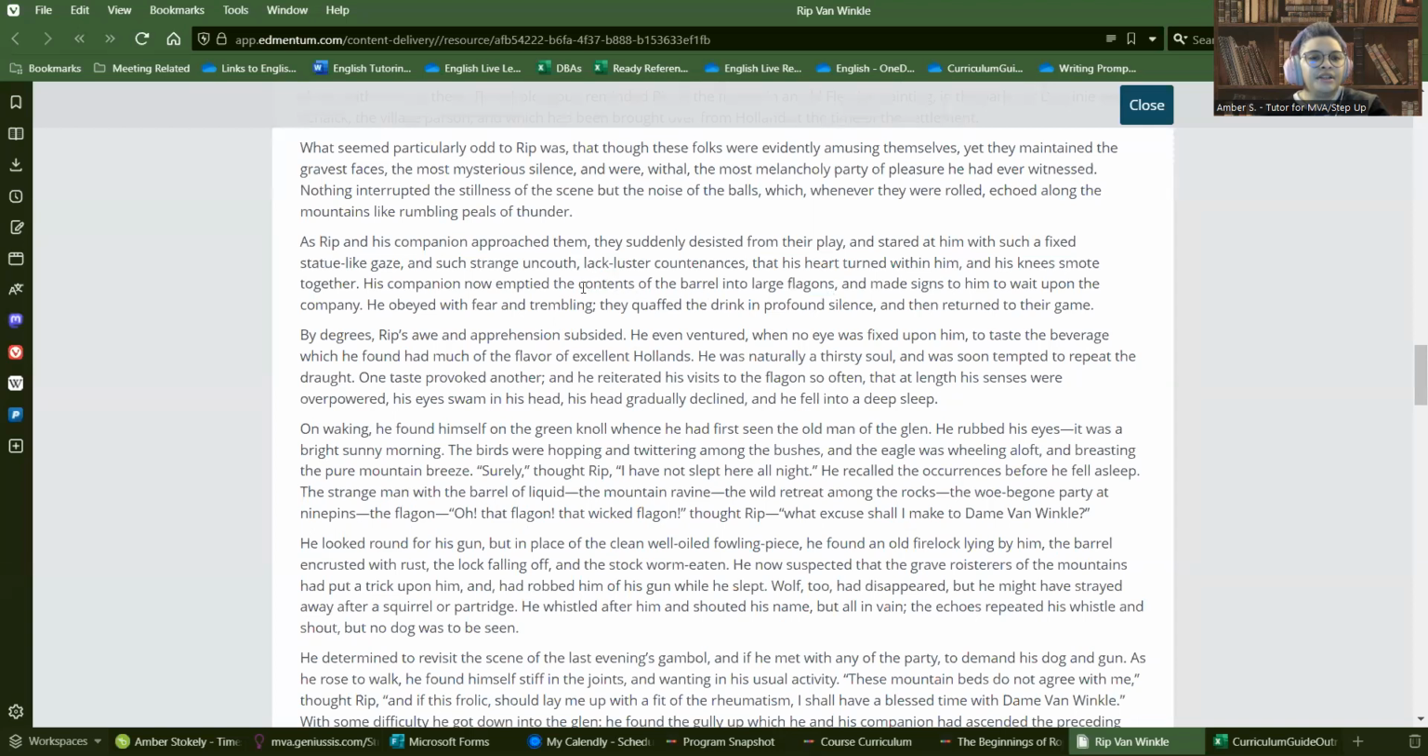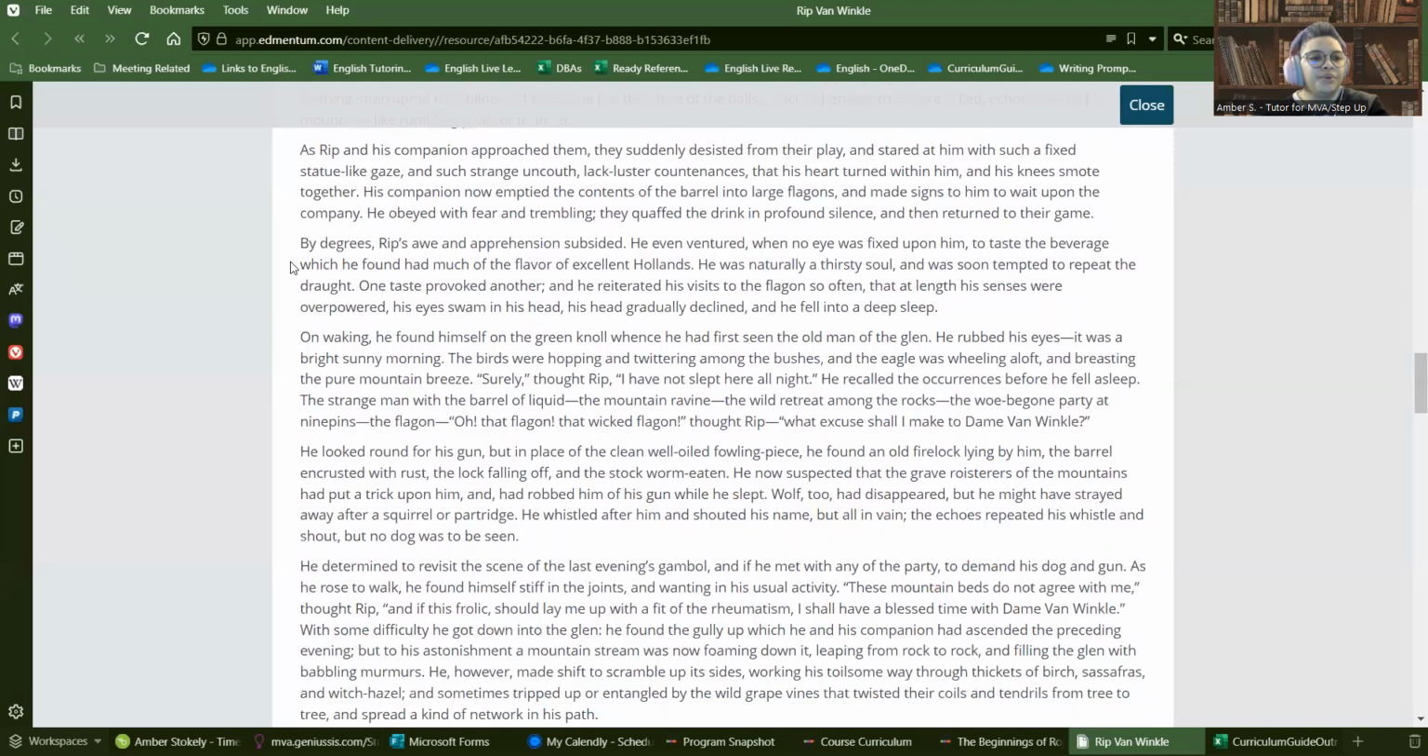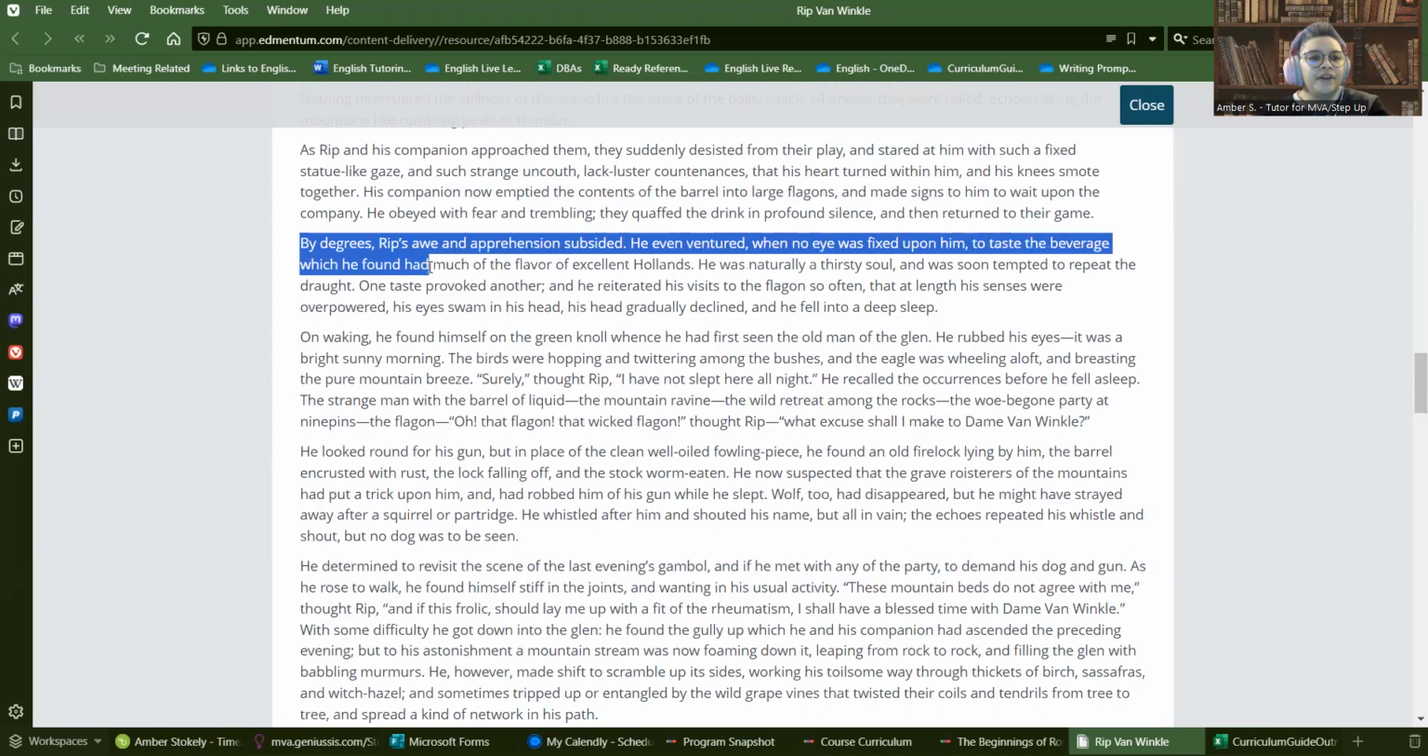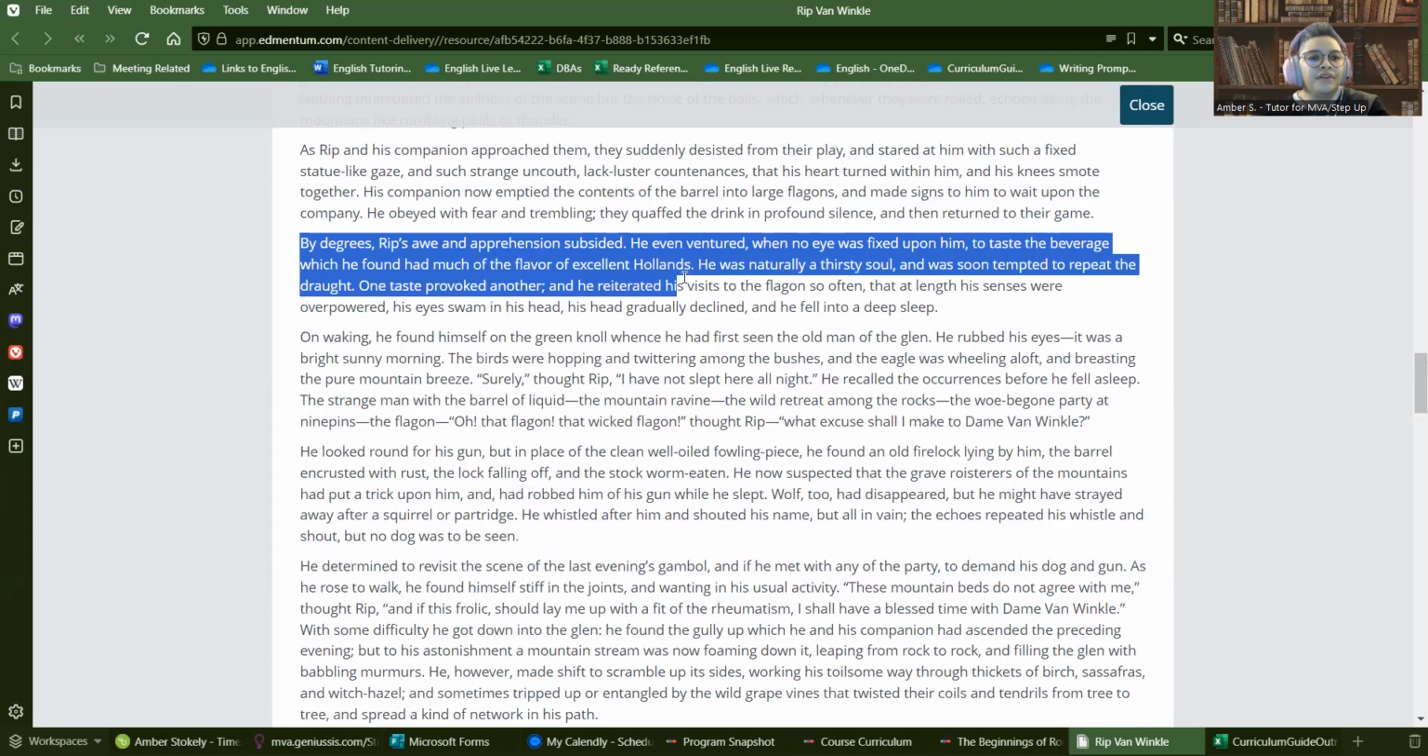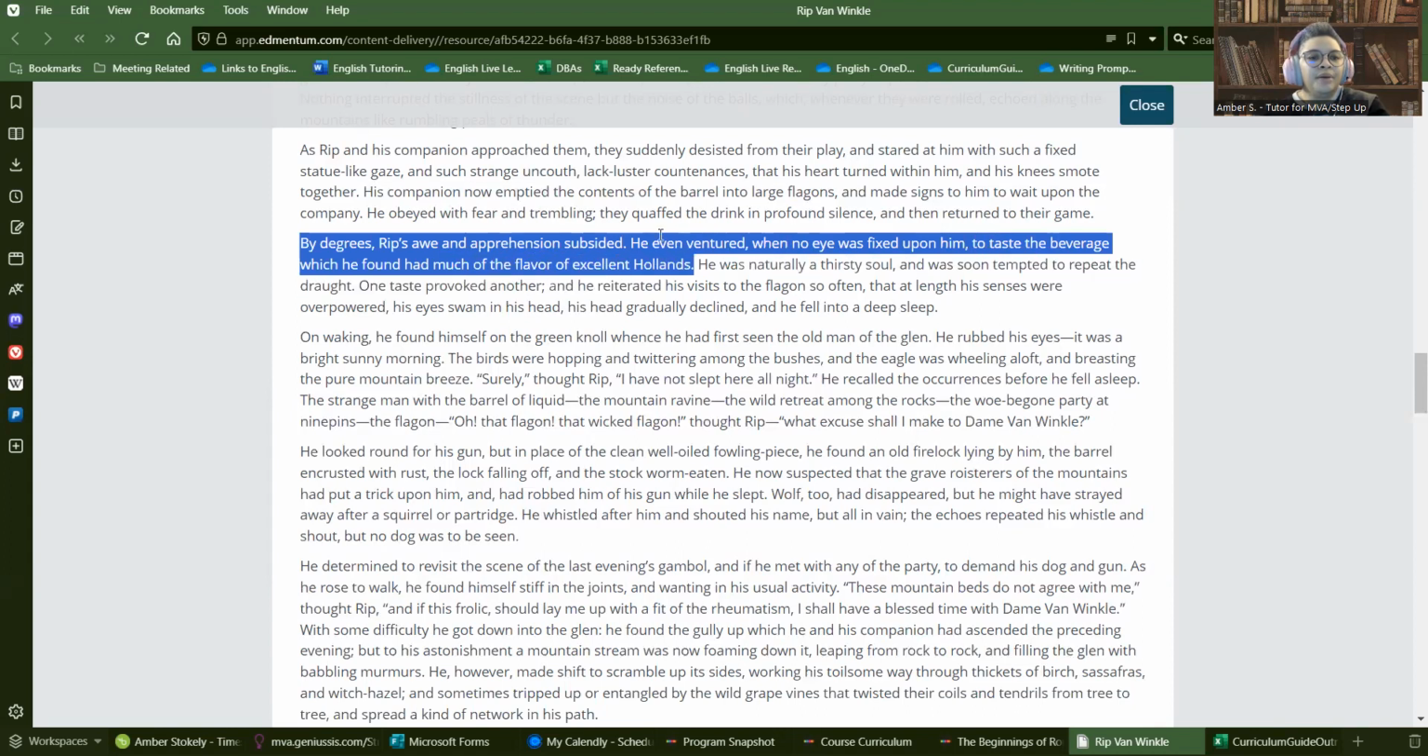So he poured the contents of the barrel into large flagons and made signs for him to wait upon the company. He obeyed with fear and trembling. They quaffed the drink in profound silence. So this we can get from context clues. If they quaffed the drink, it means they're consuming the drink, right? They are drinking, and then return to their game. By degrees, Rip's awe and apprehension subsided. He even ventured, when no eye was fixed upon him, to taste the beverage which he had found much the flavor of excellent Hollands. So while people weren't looking at him, he snuck a drink.